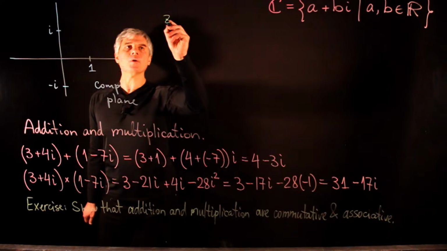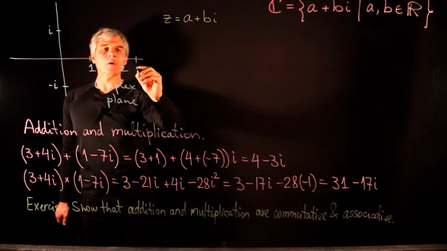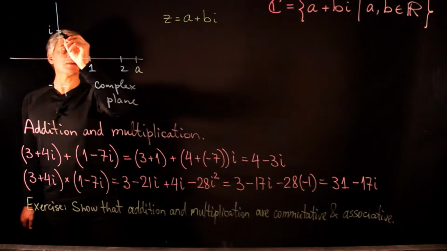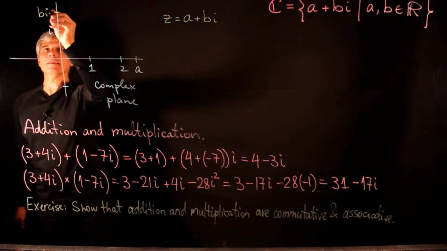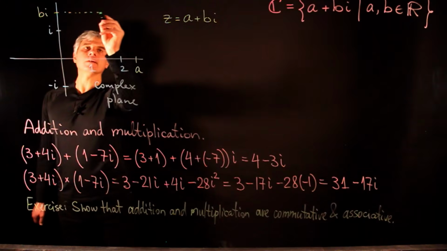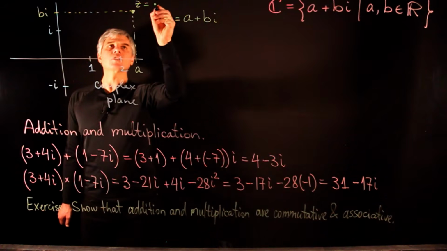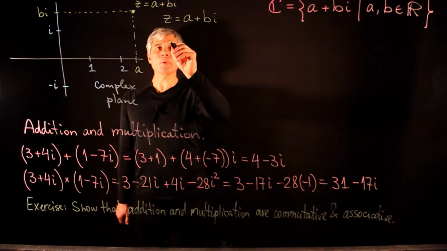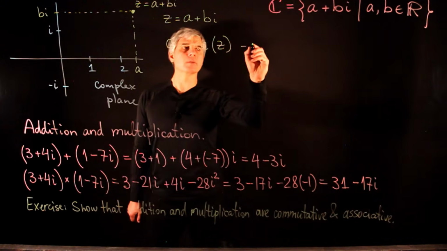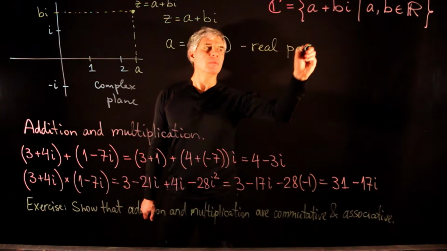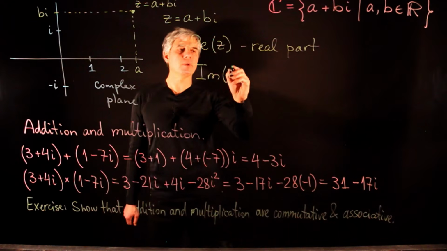And then, if we have a complex number z, which is a plus bi, then we mark a on the real axis, and we mark b on the imaginary axis. So here, this will be bi here. And so then, in this position here, we get z, which is a plus bi. So the component a is called the real part of a complex number. So this is the real part. And component b is called the imaginary part of a complex number.